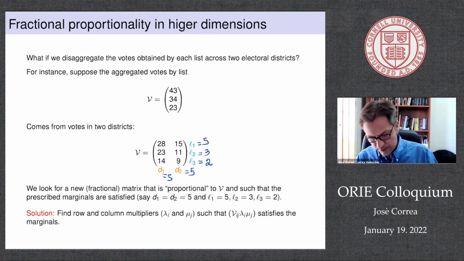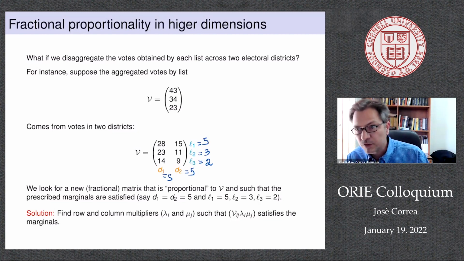What is the solution to this problem? The solution actually is pretty much well established. So what is a proportional matrix to be? The solution is to find multipliers. Sorry, if there are questions.